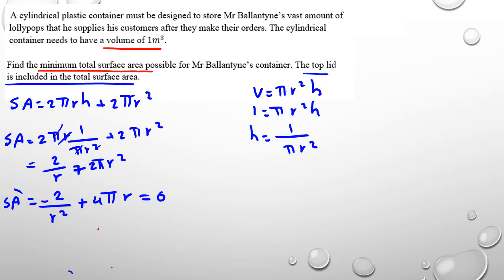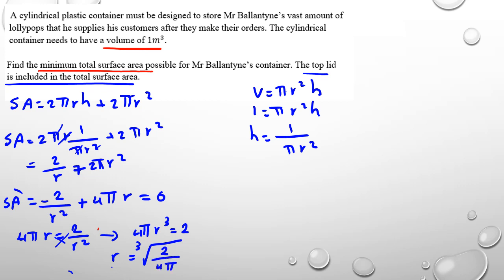Okay, so solve that equation, just rearrange, I just got 4 pi r equal to 2 over r squared, just taking that to the other side, cross multiply, it's 4 pi r cubed equal 2, so r is the cubic root of 2 over 4 pi. Now you've got the r, and it's one variable or one value.